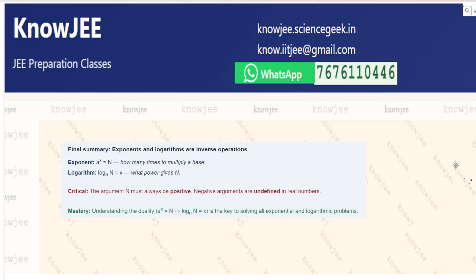So n must be positive, otherwise it is not defined. Understanding this duality principle is important to solve any logarithm problem and any hard problem for the JEE exam.